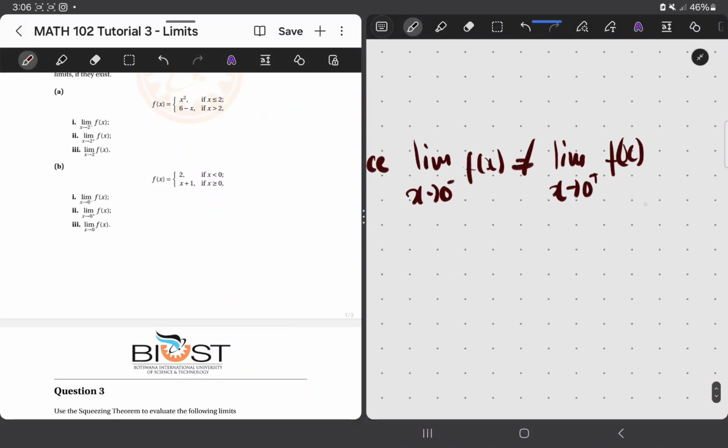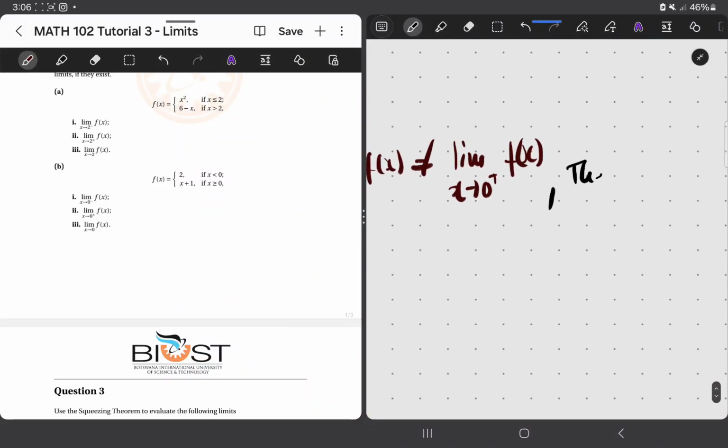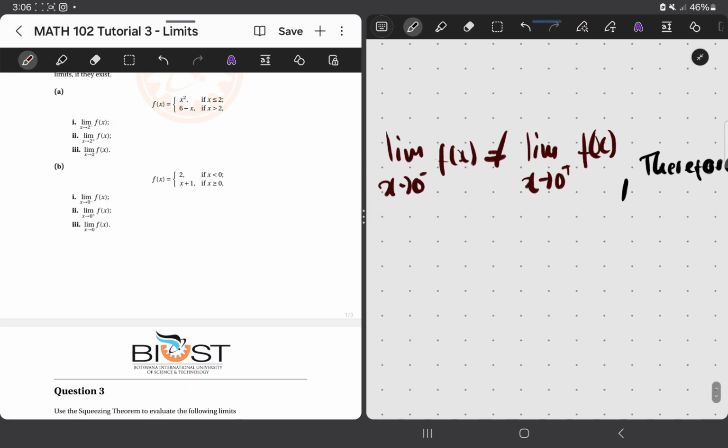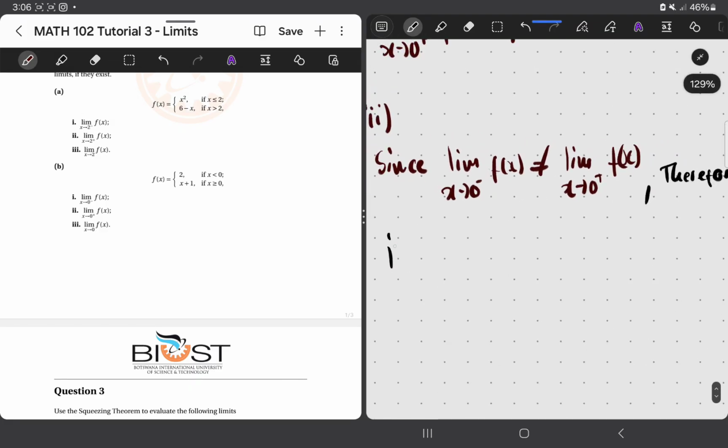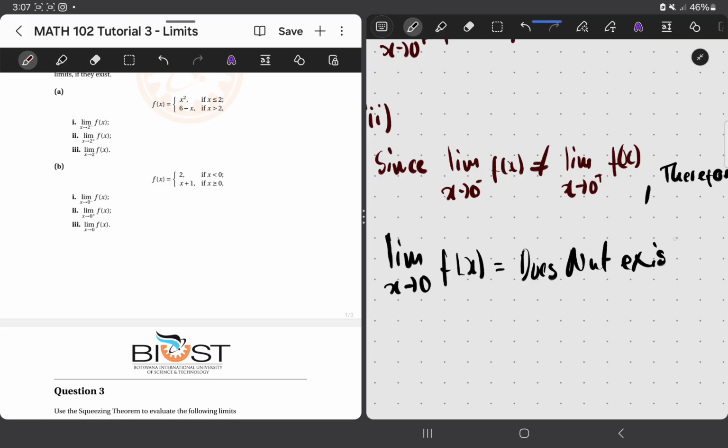So we can say, therefore, the limit as x goes to 0 of f of x does not exist. You can say it is equal to does not exist, or you can just put D N E to say it does not exist, but you should write it out. Then you are done.